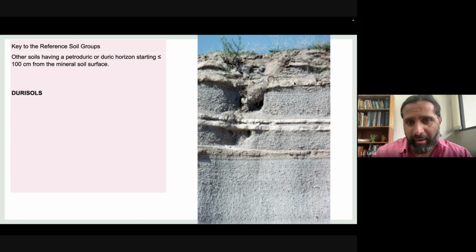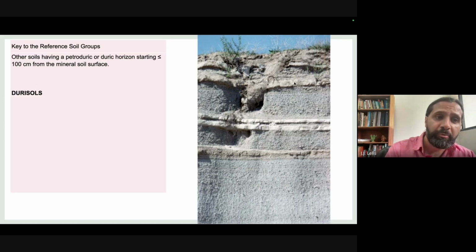And then I register a layer, a horizon that was cemented by secondary silica. Okay, so if I cannot classify in the previous reference soil groups and I register a petroduric or duric horizon in the first 1 meter, yes, this soil should be classified as a Durisol.